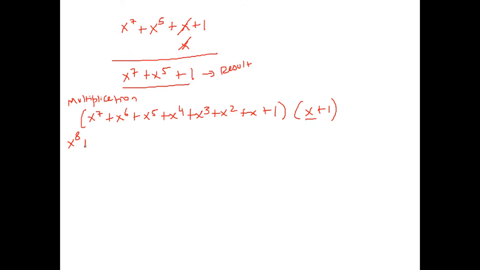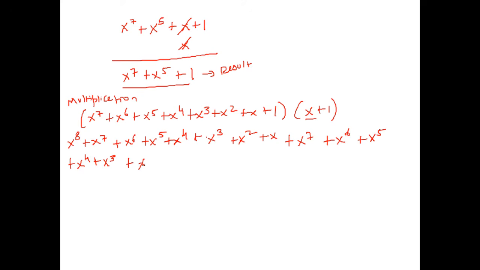It's x power 8 plus x power 7 plus x power 6 plus x power 5 plus x power 4 plus x power 3 plus x square plus x. And now you have this one, you multiply it here. So what you're going to get, plus the entire term is going to just repeat: x power 7 plus x power 6 plus x power 5 plus x power 4 plus x power 3 plus x square plus x plus 1. So in addition, we know similar terms will cancel out.